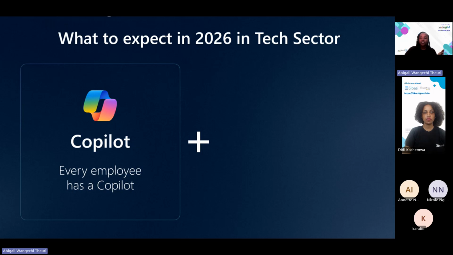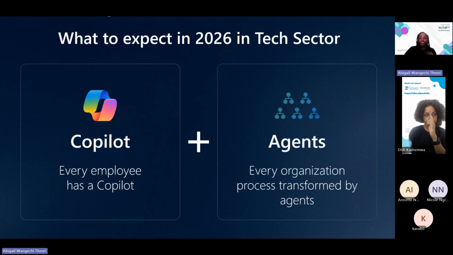This is a shift we're seeing right now: every employee having access to Copilot, and every major organization process being supported or even run by intelligent agents. This isn't really about replacing people, it's about removing the friction, the manual effort and repetitive work, so that people can focus on judgment, insights, and even impact. But I do understand that this evolution didn't happen overnight.